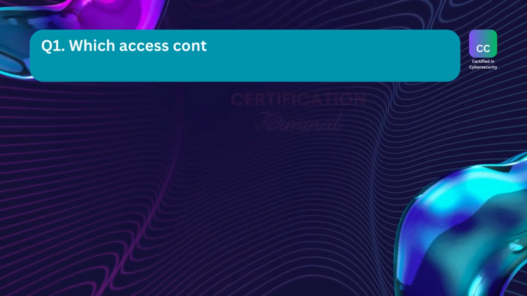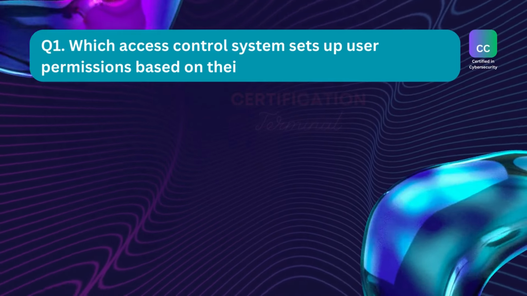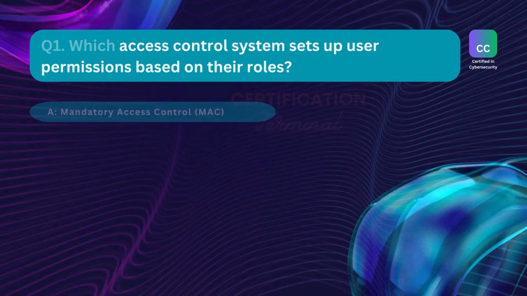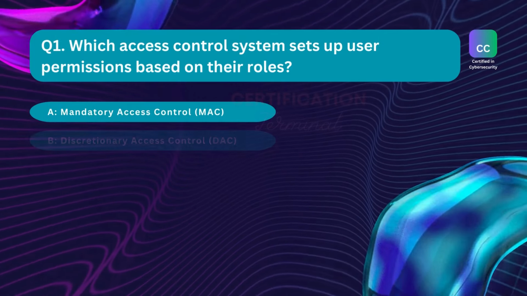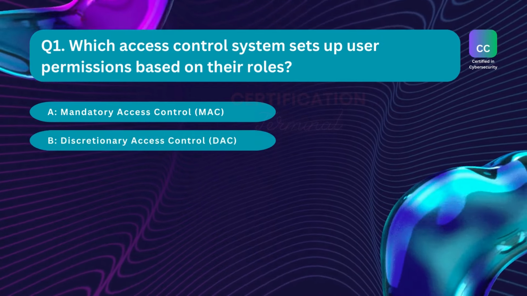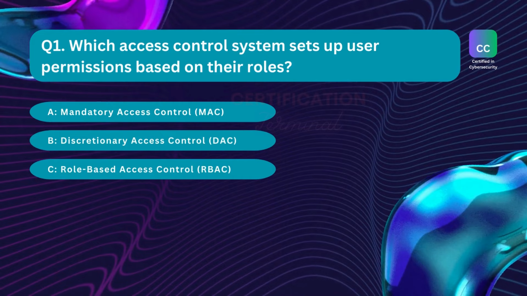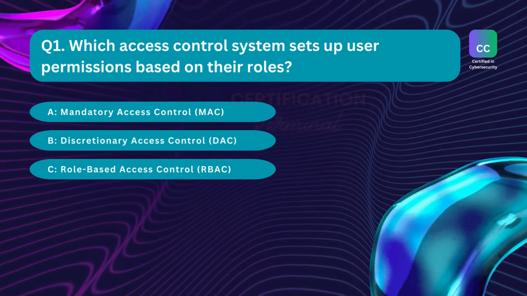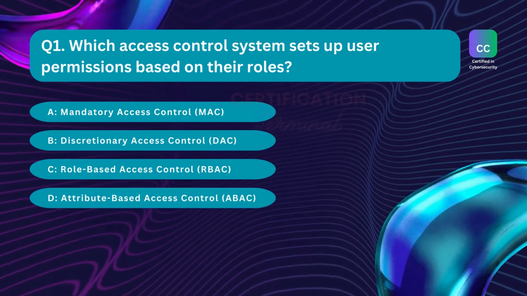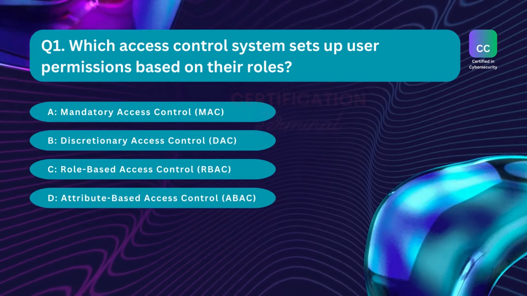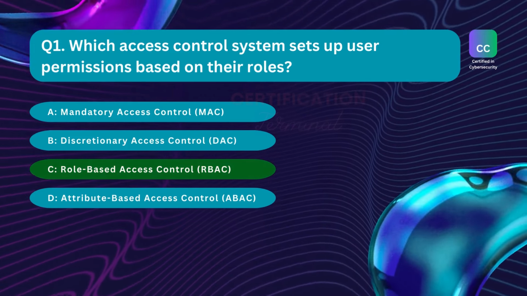Question number 1. Which access control system sets up user permissions based on their roles? Option A, Mandatory Access Control, MAC. Option B, Discretionary Access Control, DAC. Option C, Role-Based Access Control, RBAC. Option D, Attribute-Based Access Control, ABAC. The correct answer is Option C, Role-Based Access Control.